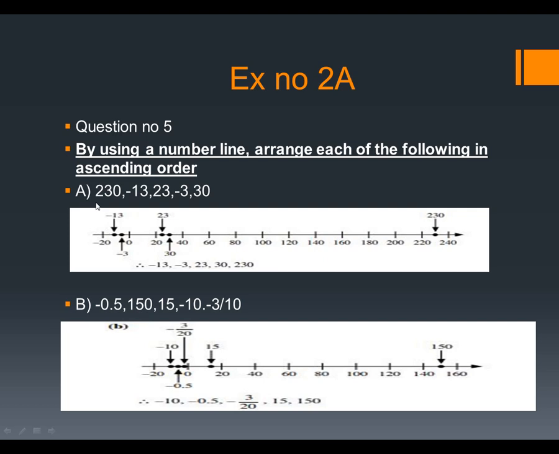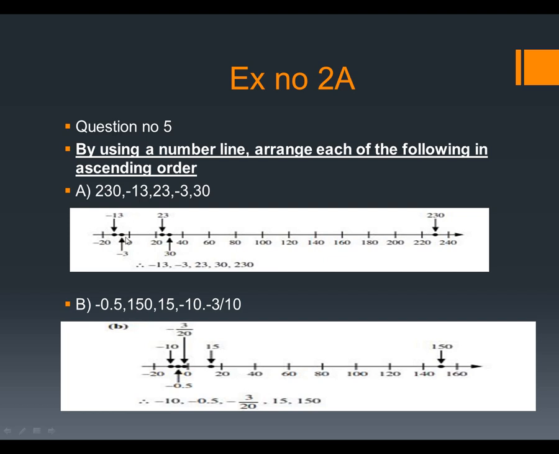Now how can we determine the limit of the number line? We will see the greatest positive number, and here the greatest positive number is 230. So it means that we have to make the number line up to 230, and the smallest negative number is minus 13. It means that we have to go backward till minus 13. It must be more than minus 13, not less than minus 13.